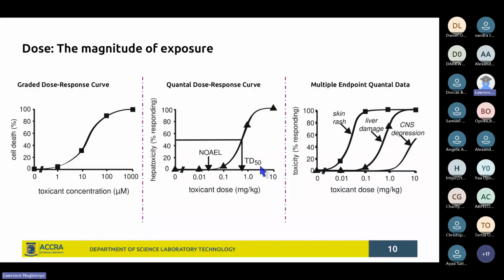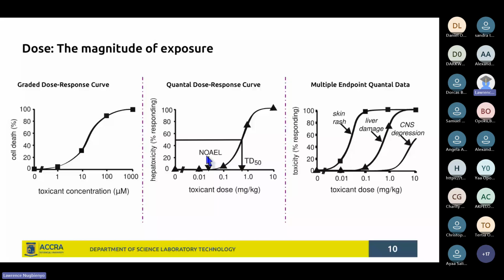So you have TD50. This time around, TD50 is like a toxic dose, which means that dose is what will cause the toxic effect in 50% of the population that are being studied. Or let's say 50% of the toxic effect which is being caused is caused by a certain concentration of the toxic substance.